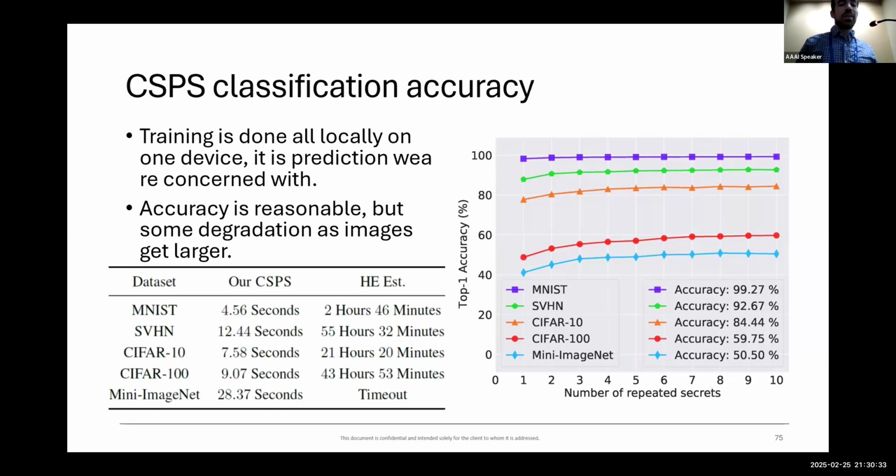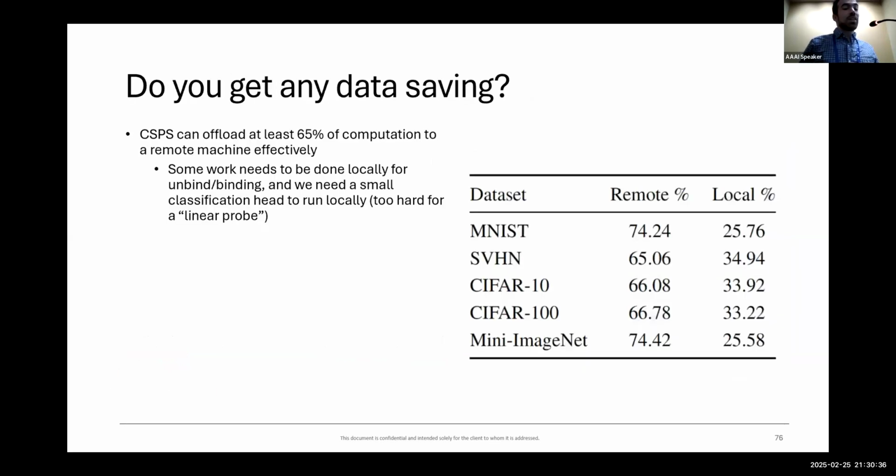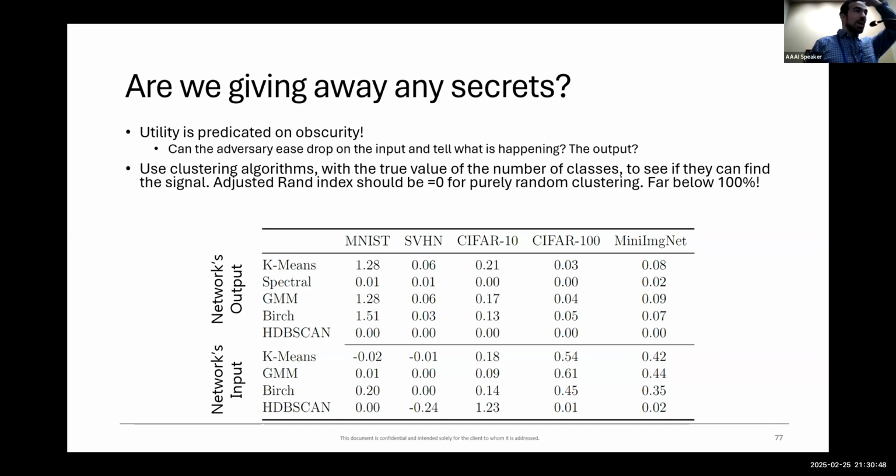So it's accurate, yay. Do you actually get any data savings or compute savings? Yes. Two-thirds to three-quarters of the compute is done by the remote third-party platform, which is good. That's the goal. Are we giving away any secrets? This is all pretty heuristic. I was kind of hand-wavy about proving that it works because I'm not a real cryptographer. So we tried very hard to break it, and we couldn't.